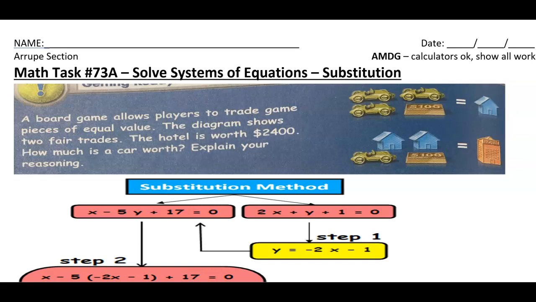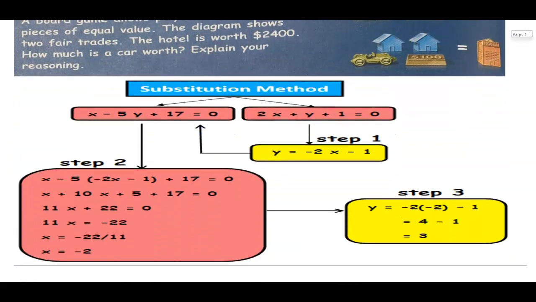Solve systems of equations with substitution. So you can imagine you've got this board game that allows players to trade in cards and money for a house, or houses and cars and money for a hotel. And basically, when you solve a system of equations, if you figure out what one of these things means, you can figure out what the other one means. And that's exactly what you're going to practice today.